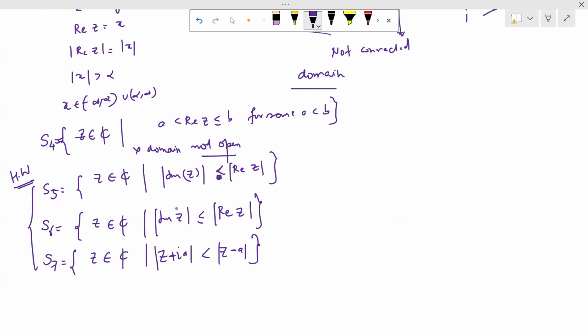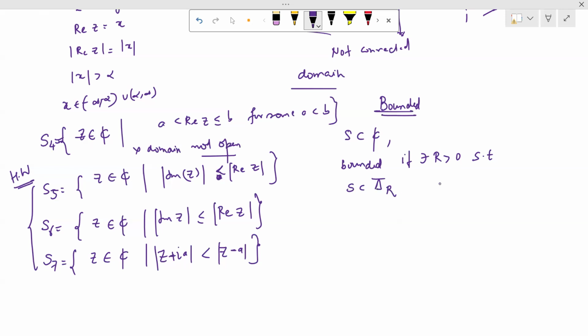Yes, sir. Okay, these three things. Now there are few things. Boundedness. Now what is boundedness here? So set S, which is a subset of C, is said to be bounded if there exists an R greater than 0 such that S is contained in a closed disk of radius R.